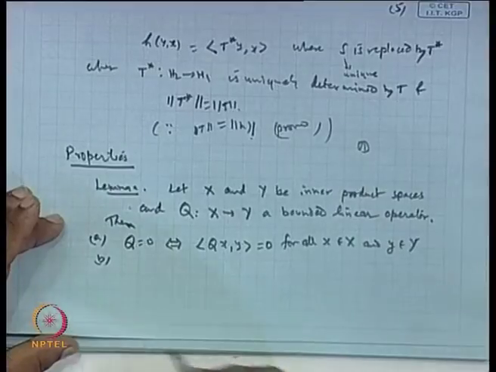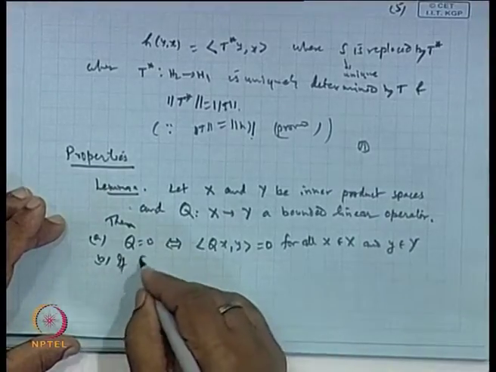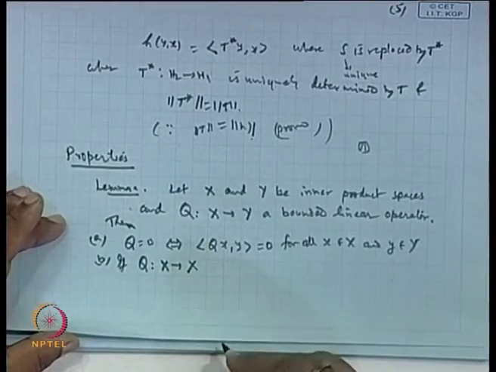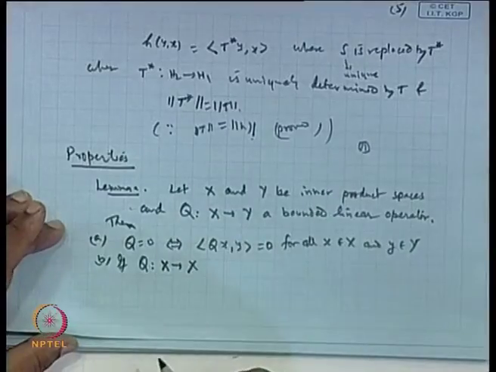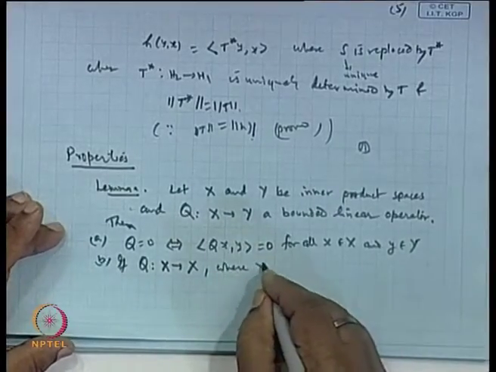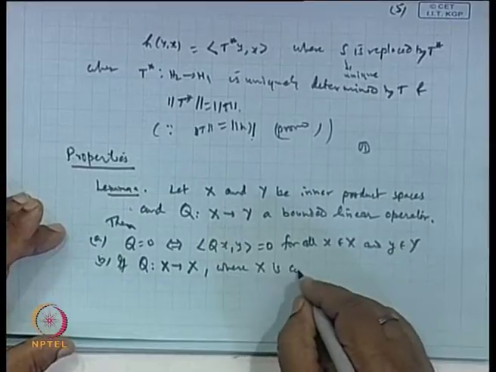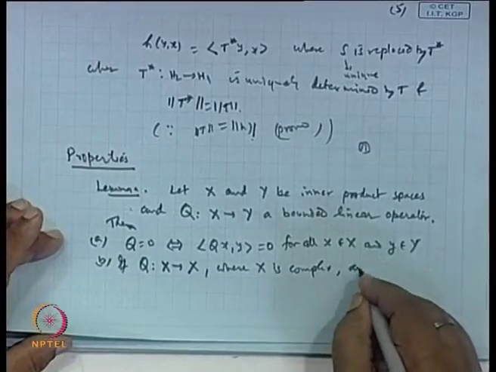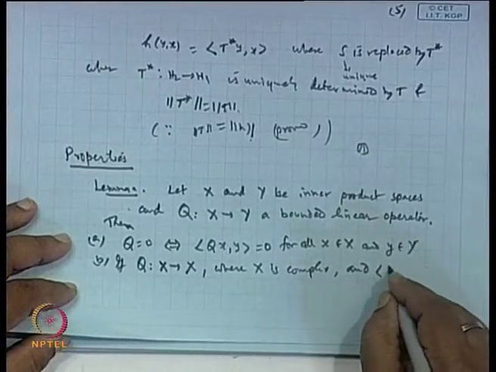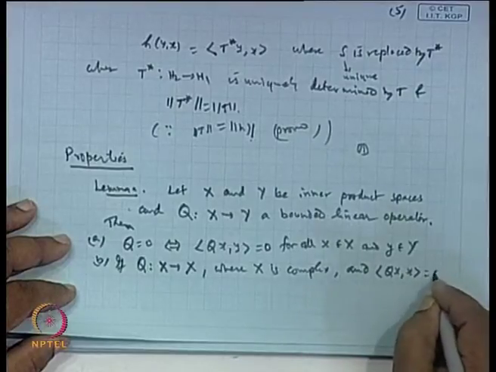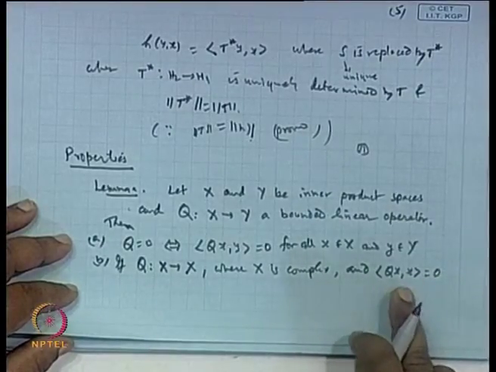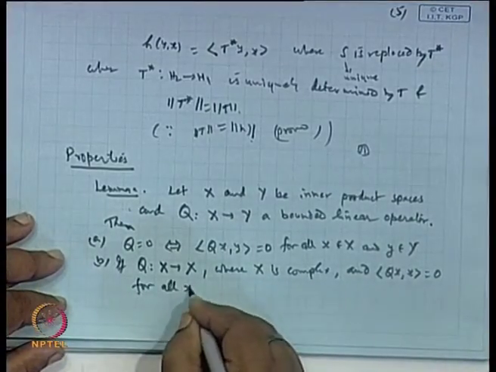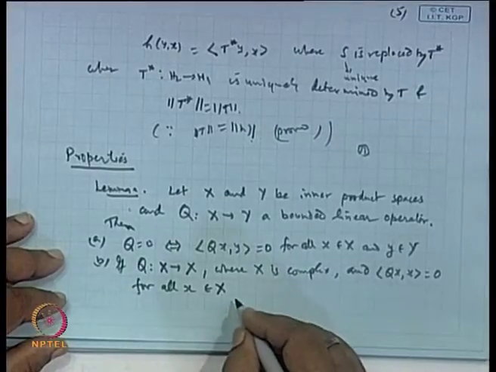And part B is that if Q is an operator from X to X, earlier Q was X to Y, if Q is X to X, where X is a complex inner product space and the inner product of Qx comma x is 0, means both the coordinates are the same, Qx comma x is 0 for all x belonging to capital X, then Q must be 0.